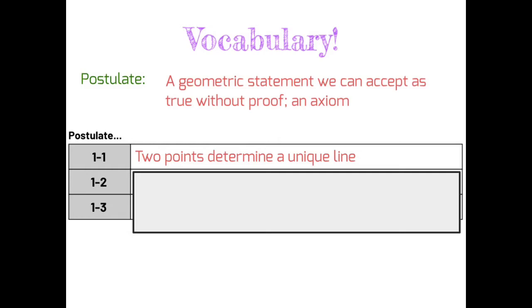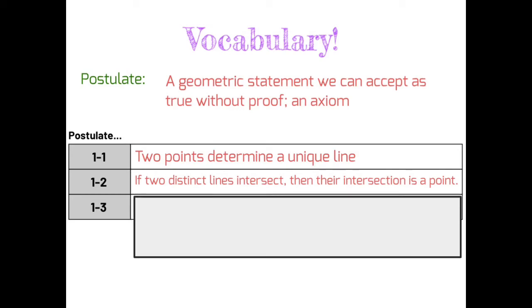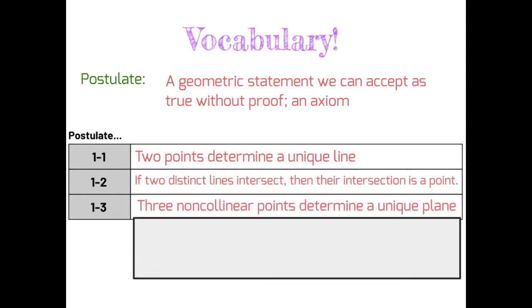Postulate 1.1 states that 2 points determine a unique line, which should be fairly familiar. We can't create a line without 2 points. Postulate 1.2, if 2 distinct lines intersect, then their intersection is a point. Think of the coordinate plane from algebra. The x and y axis are 2 distinct lines and they intersect at the origin, creating a single point.